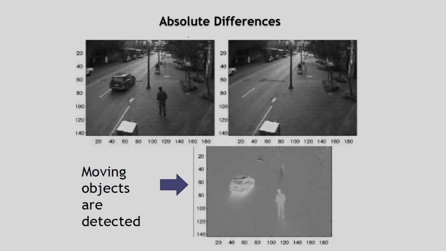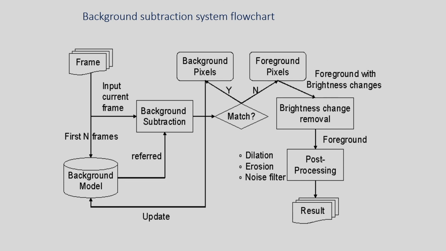You can see in the first frame the moving objects are present. In the second frame, that is nothing but the background. And if I subtract the second image from the first image, I will get the moving objects. That is, the moving objects will be detected. That is nothing but the absolute differences. So, in this example, I have shown one simple algorithm for background subtraction.